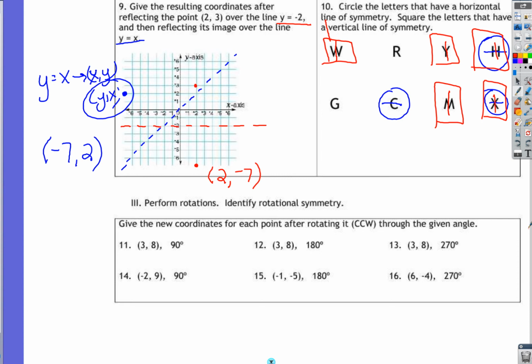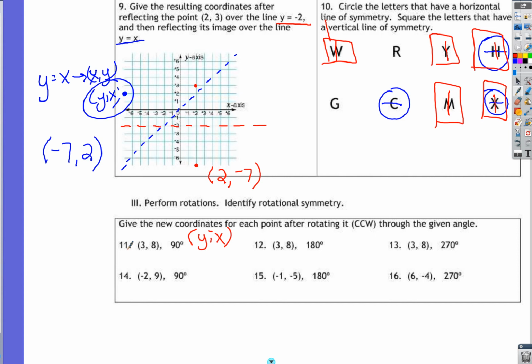Okay, what are my rules for a 90-degree rotation? And if you don't know, look back at your little rule sheet. I flip my X and my Y, but there's more. I also change the sign of my X. Do we all agree? Okay. So I'm going to take my 3, 8. I'm going to flip-flop them. We change the sign of our X. Don't think negative X because you might have a negative number.